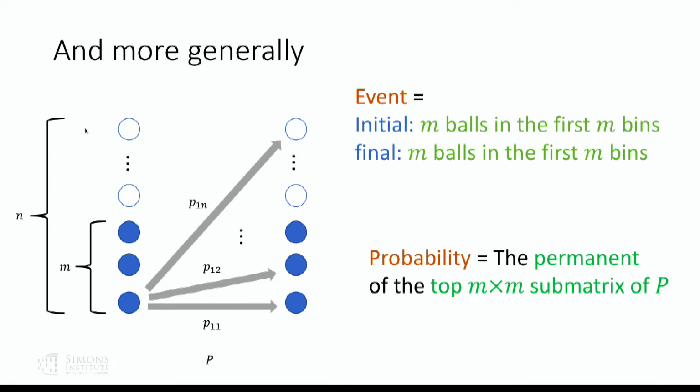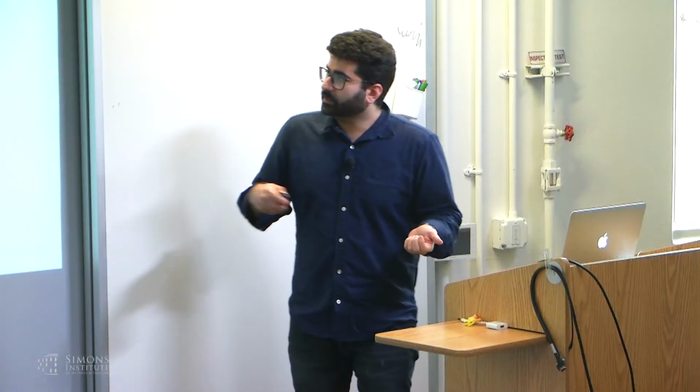I denote P to be the probability matrix whose entry ij is the probability of moving a ball at bin i to bin j. So it turns out that the probability of this event now is going to be the permanent of the top m by m submatrix of P. So I have a classical model that encodes in its probabilities an interesting computational problem.